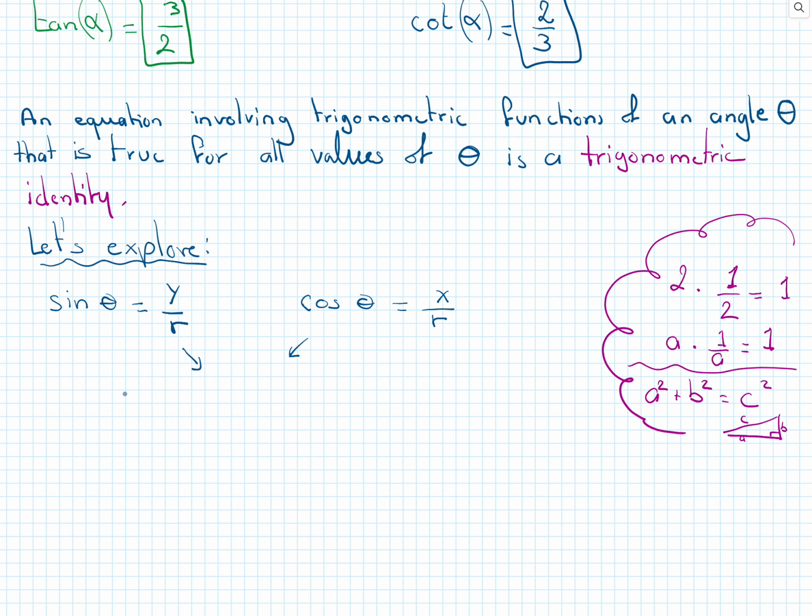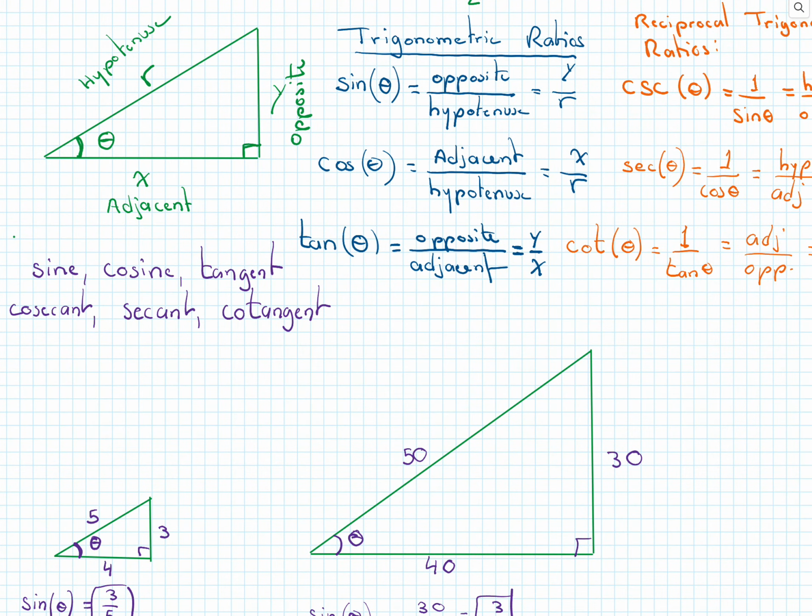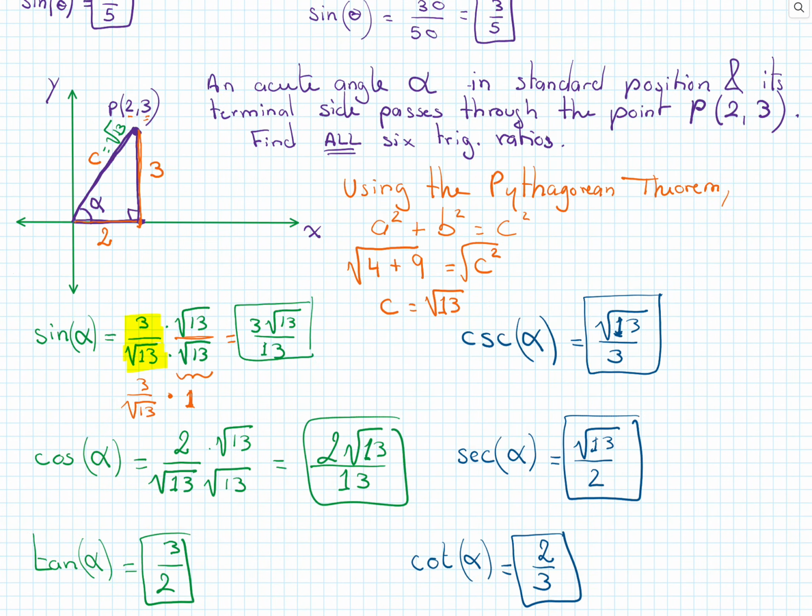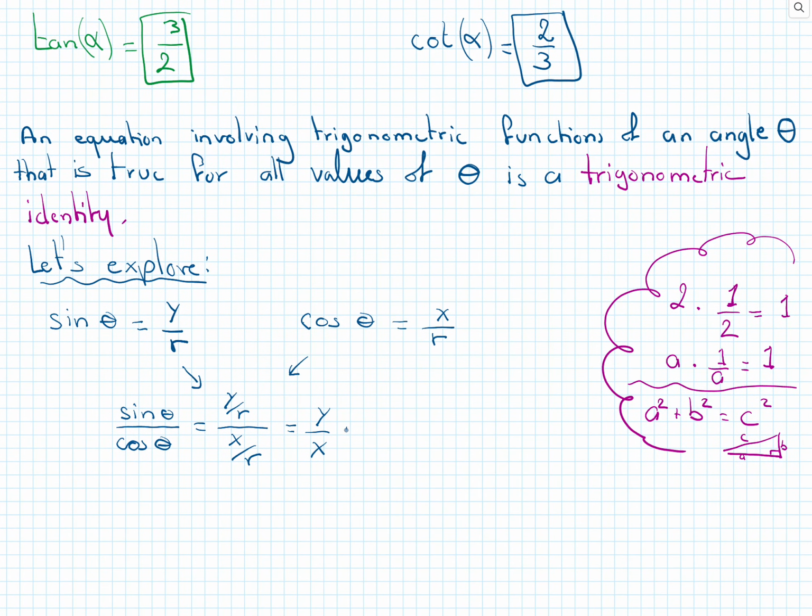And let's say, well, what would sine of theta divided by cosine of theta be then? Well, it will be y over r divided by x over r. And when you're simplifying that, they're both over r, that would simplify to just y over x. But then if you recall what we said up here, y over x is what? It's your tangent. So this is going to be equal to tangent of theta. And that is an identity.